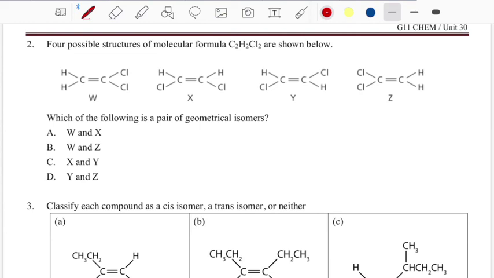So if you take a look at molecule W, there are identical atoms attached to the same carbon of the double bond, so it's not possible for W. And if you further take a look at Z, it has identical atoms attached to the same carbon of the double bond, so it would not be the correct answer. So the correct answer should be X and Y, so it should be C.